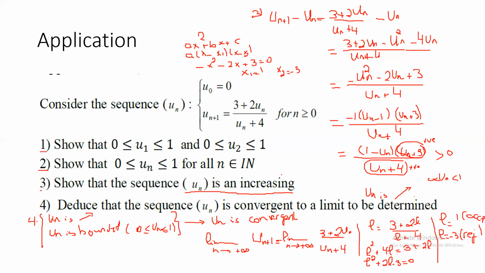هون بنقدر بناخد highest over highest؟ لا هيدا not highest over highest. UN is between 0 and 1. مش n tends to infinity مش UN. إذا if it is like that without UN here and without UN here, we take highest over highest, 2n over n, which is 2.